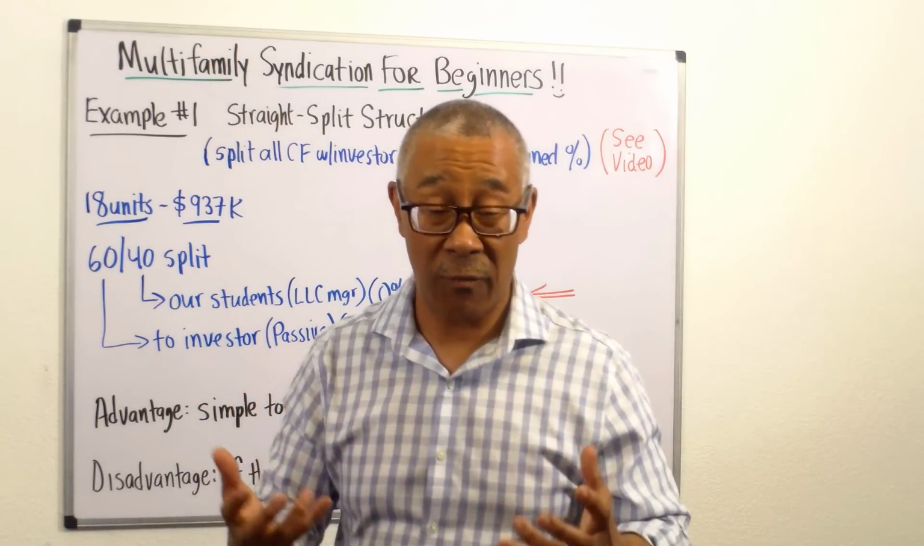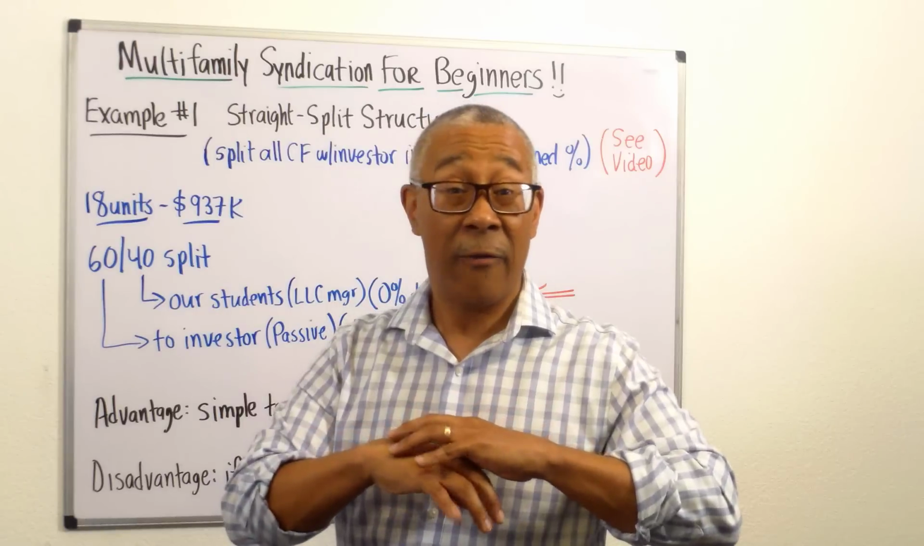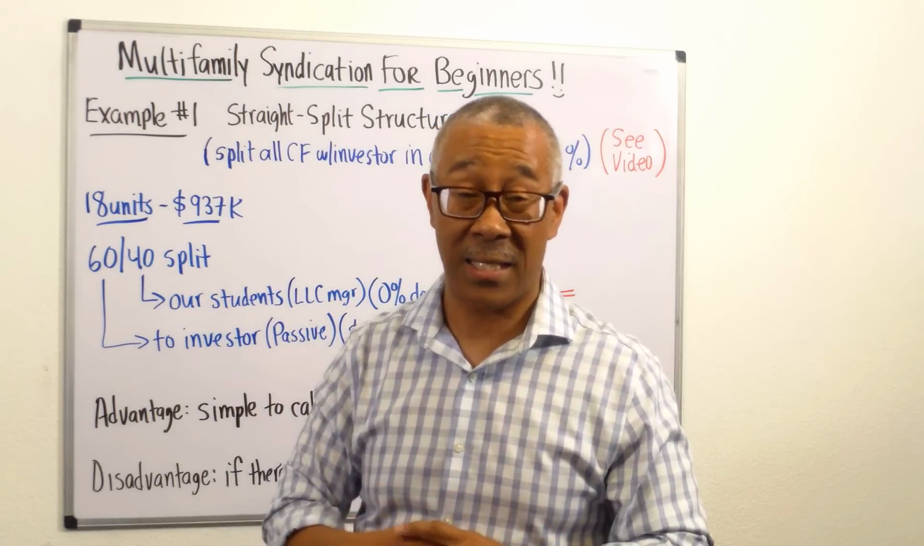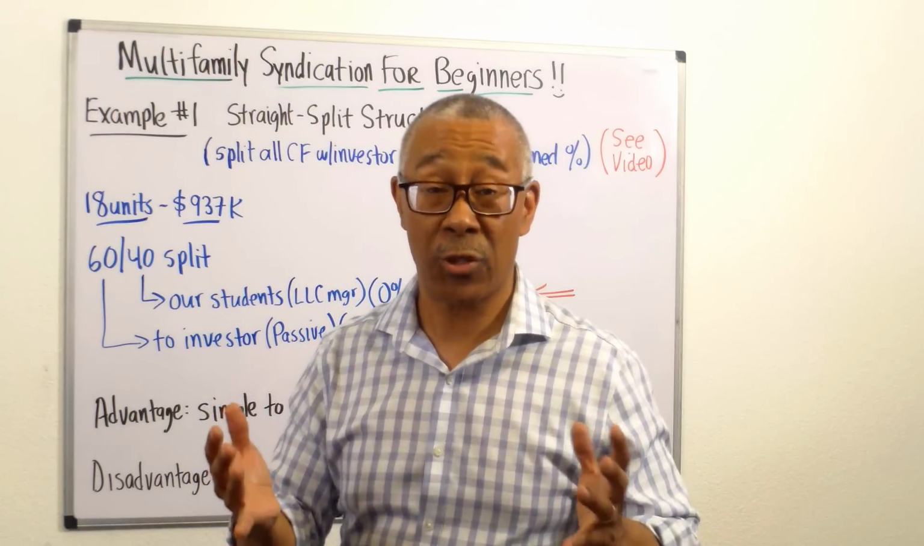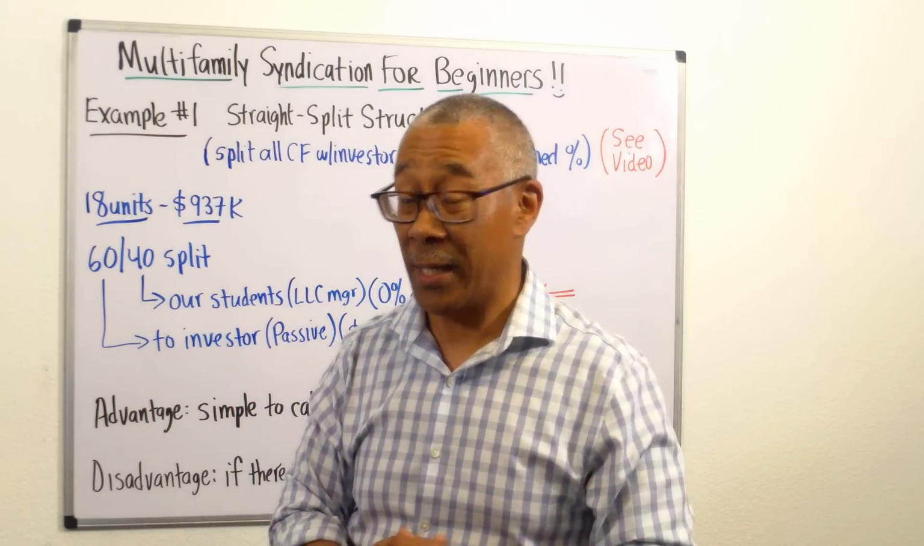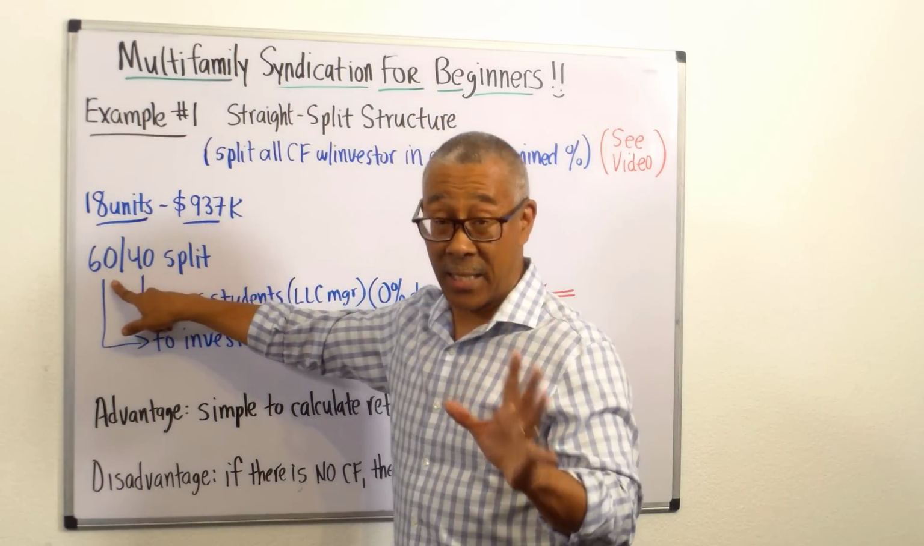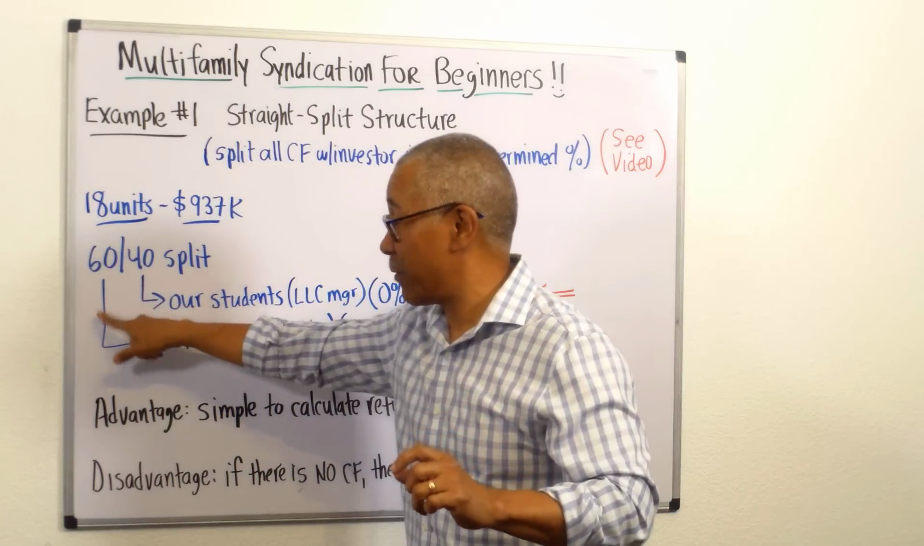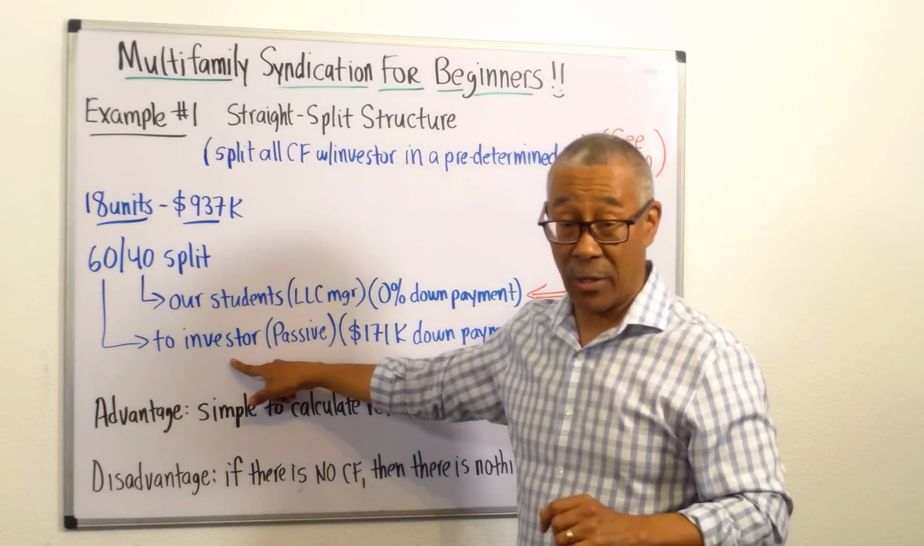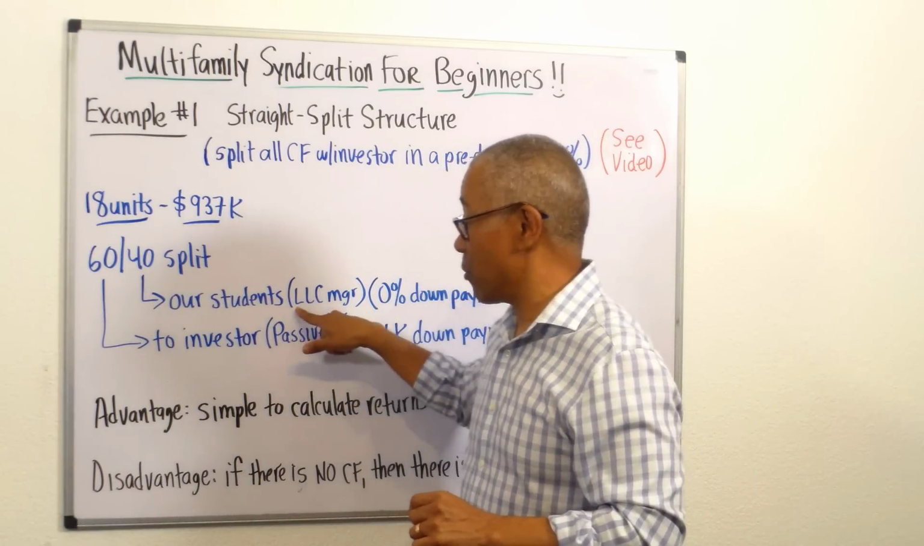They are students of ours, and now they're coaches of ours. They're financially free from doing things like syndication. Incredible story. You're going to learn a lot from it. So go ahead and check it out. Okay, back to this. So 18 unit, $937,000. They did a 60-40 split. So the 60 goes to the investor. The 40 goes to our students.